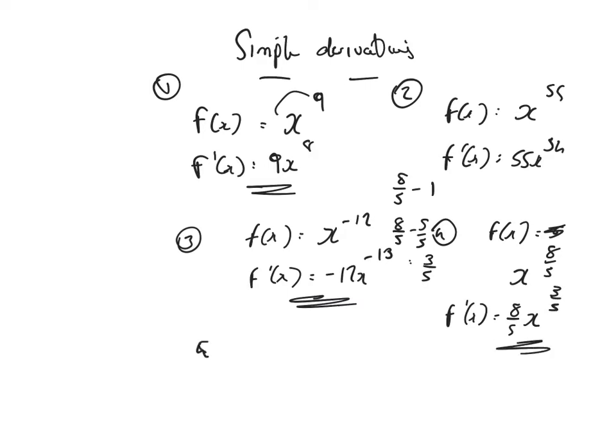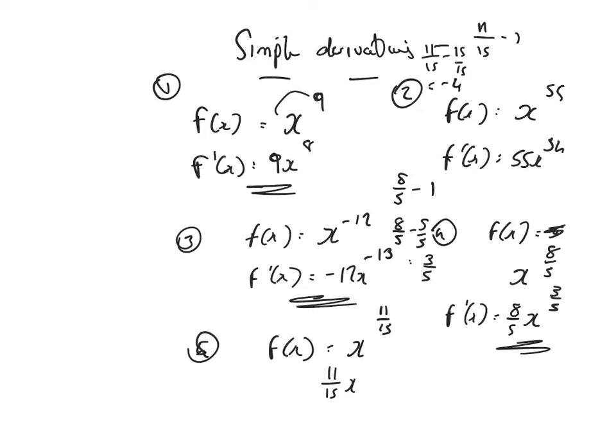Let's take down an example 5. Let's differentiate f of x equals x to the 11/15. Bring the power down, multiply, take one away from the power. So again, it's 11/15 take away 1, so it's 11/15 take away 15/15. 11/15 take away 15/15 is minus 4/15. 11/15 x to the minus 4/15, final answer.